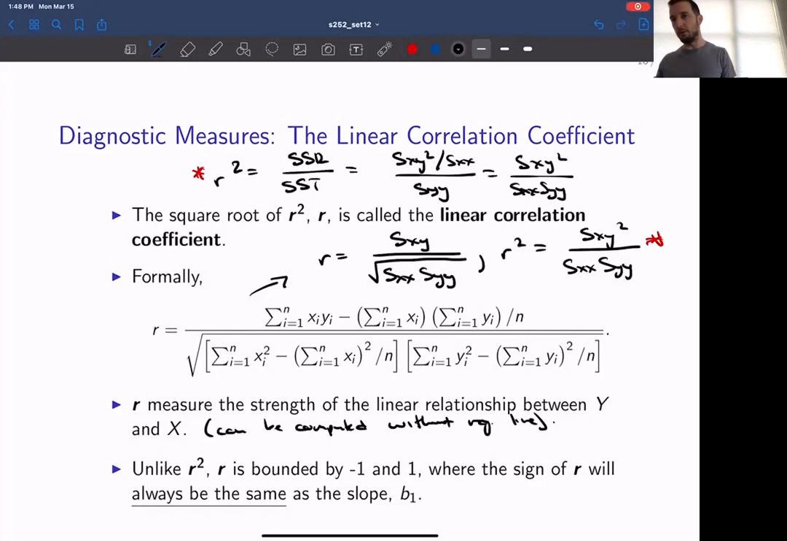So we can use R to assess the reliability of the model because if R is really close to -1 or +1, that indicates a very strong linear relationship. And if we have a really strong linear relationship between Y and X, then it makes sense that we would fit a straight line model to that data. But R squared is truly a measure that evaluates the fit of the model, whereas R is actually just a measure between X and Y directly.